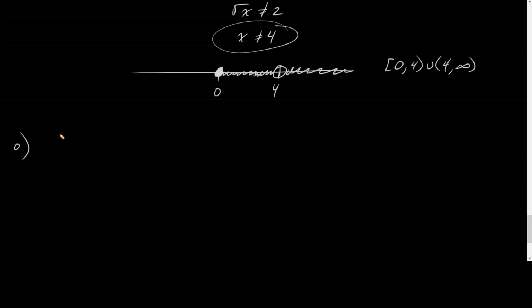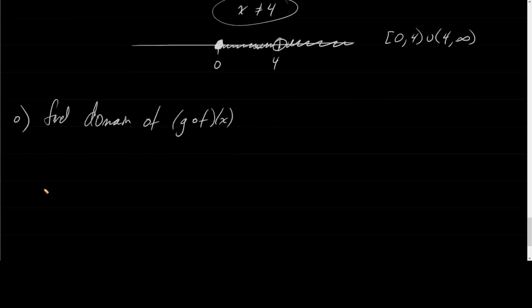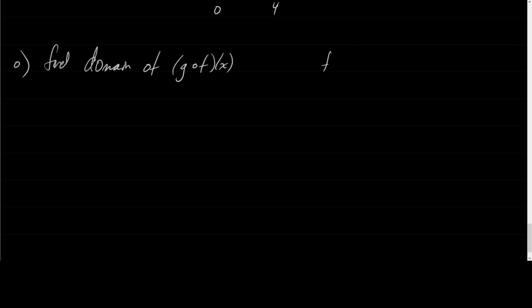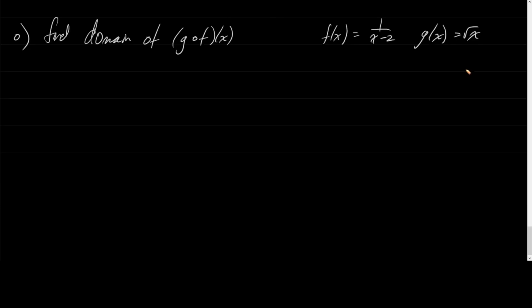Let's say that I said find the domain of g composed with f of x, right? And we're going to be using the same functions f and g. I'll remind you what they are. F of x was 1 over x minus 2, and g of x was the square root of x. So we're going to find the domain of g composed with f.